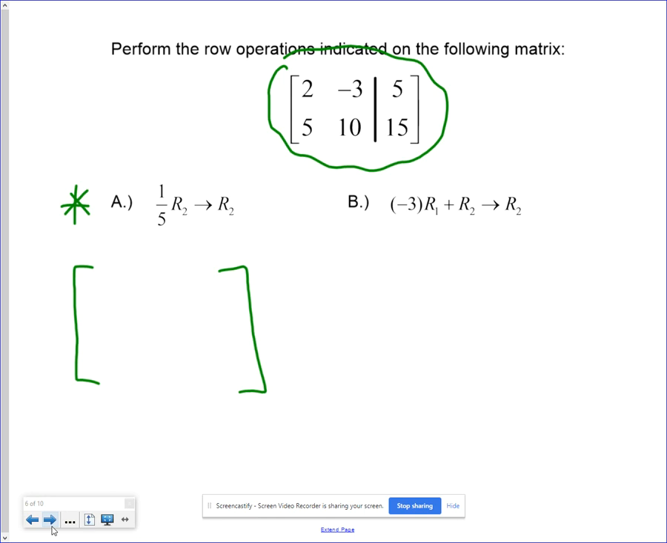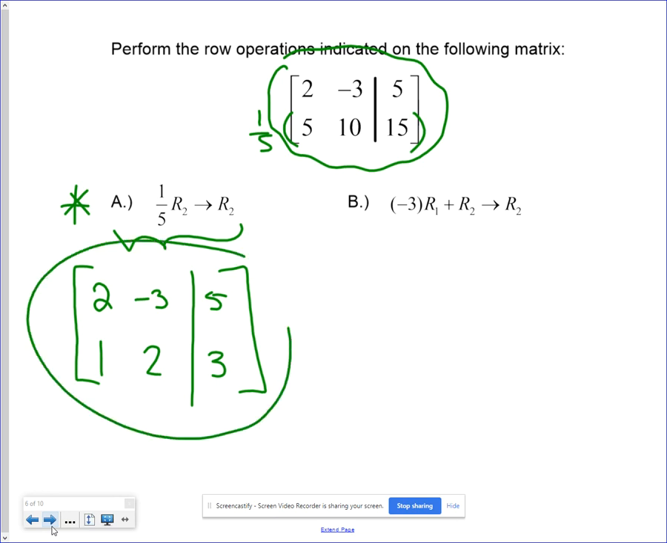So what you want to do is just write down row 1. It's not changing. It says take 1/5 times row 2, replace row 2. So I'm going to multiply this whole row here by 1/5. So 1/5 times 5 is 1, 1/5 times 10 is 2, and then 1/5 times 15 is 3. So this would be my answer, given this row operation.